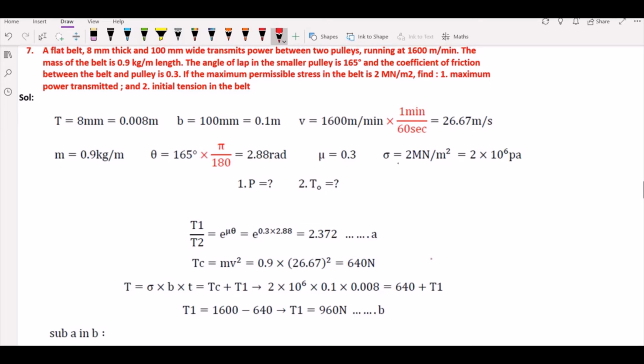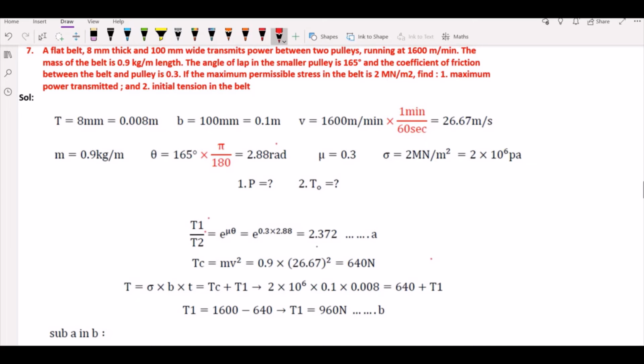Once it is converted into radians, the coefficient of friction is given and the stress is also given. Then what do we need to calculate? Power is what we need to calculate, and initial tension is what we need to calculate. To calculate the power, P is equal to (T1 minus T2) into V. So how do we calculate T1 and T2? If the initial tension were given, you could directly substitute, but it's not given. And V is given directly, we have calculated it from here. So only T1 and T2 are what we need to calculate. How to calculate T1 and T2? The same relation which you have been using, the belt tension ratio: T1 by T2 is equal to e power mu theta. Substitute this mu and theta, then you'll get the value.